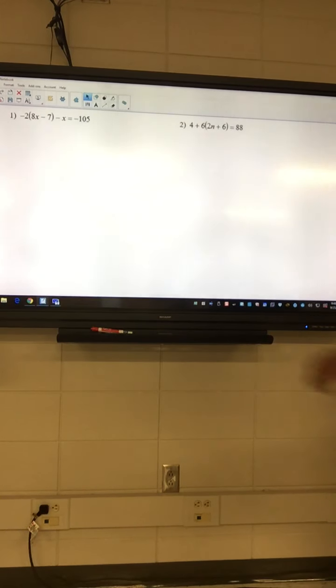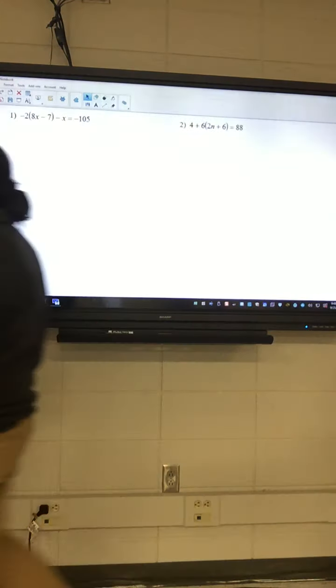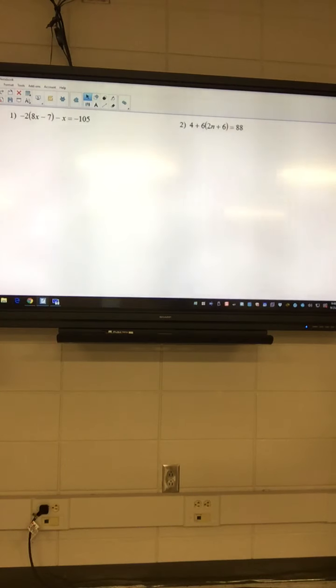Okay, so if we were to write down the steps again, what would step 1 be? Distribute. There you go. Distribute, and what does it mean in basic terms? Basically, you multiply by the ones inside the parentheses. Okay, what's our step 2? Combine like terms. Boom.